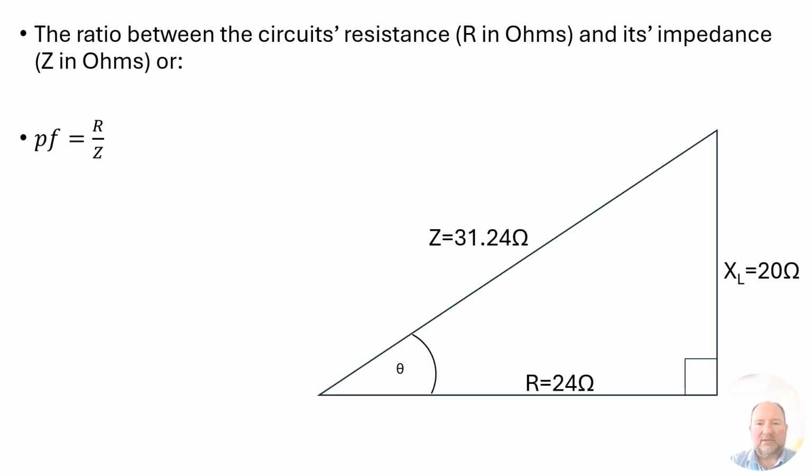Now if we use an example that we had before, here's our power triangle with the resistance value of 24 ohms, and using Pythagoras theorem we determined that the impedance was 31.24 ohms. So power factor is R over Z, so our R is 24 and the Z is 31.24. So we take 24 divided by 31.24 and it gives us 0.77. So that's our answer, that's our power factor, 0.77.